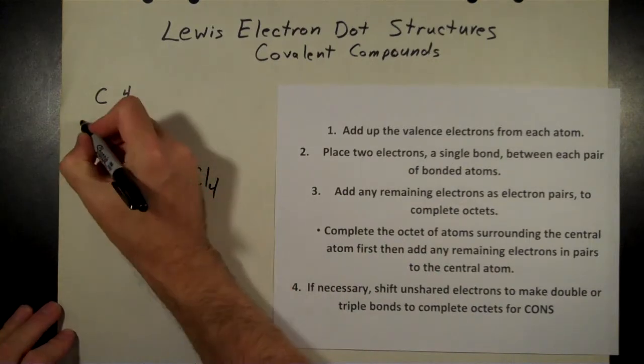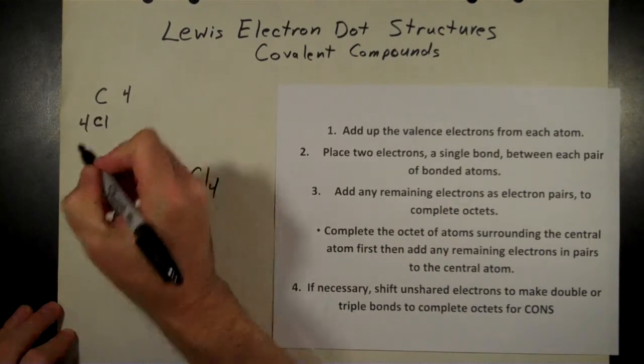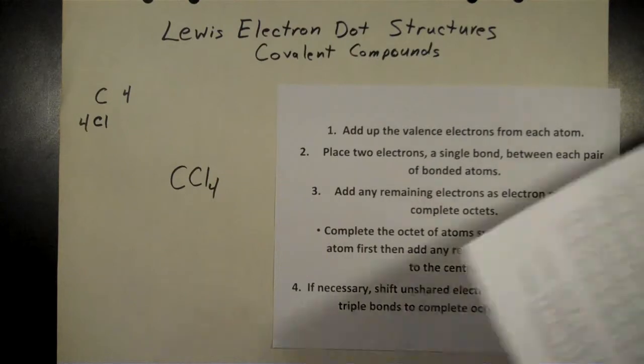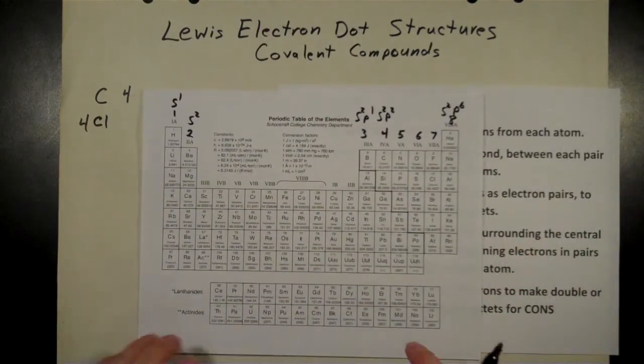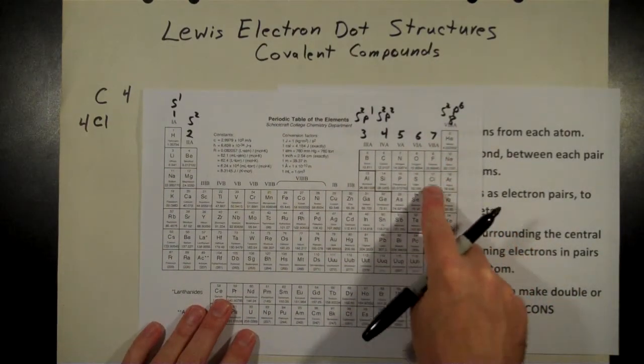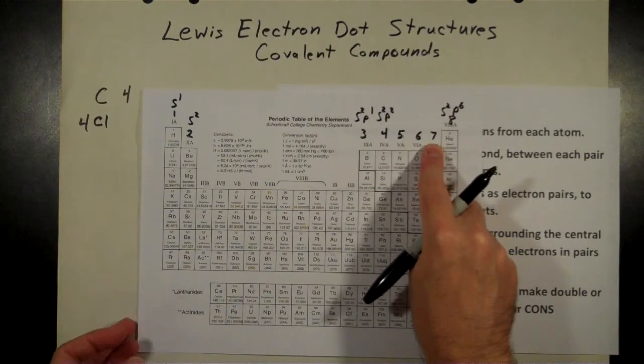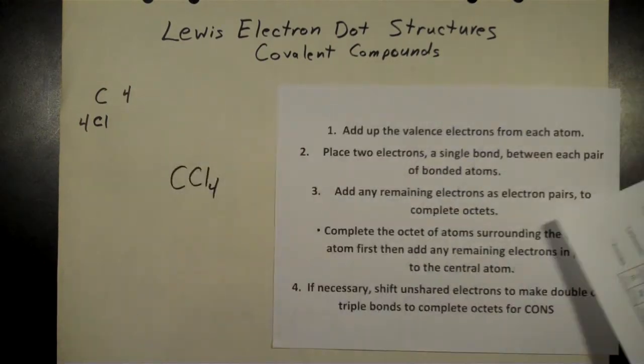And so then we have 4 chlorine atoms. So we're going to take 4 times the number of valence electrons for chlorine. And so again, if we look at the periodic table here, here's chlorine in the second to last column, and all chlorine atoms are going to have 7 valence electrons.